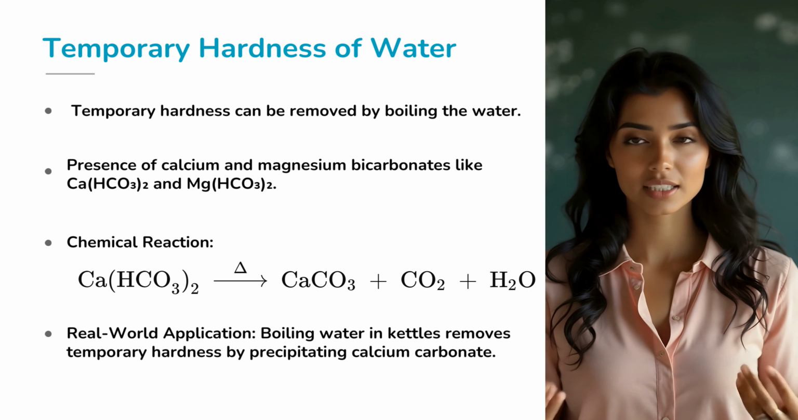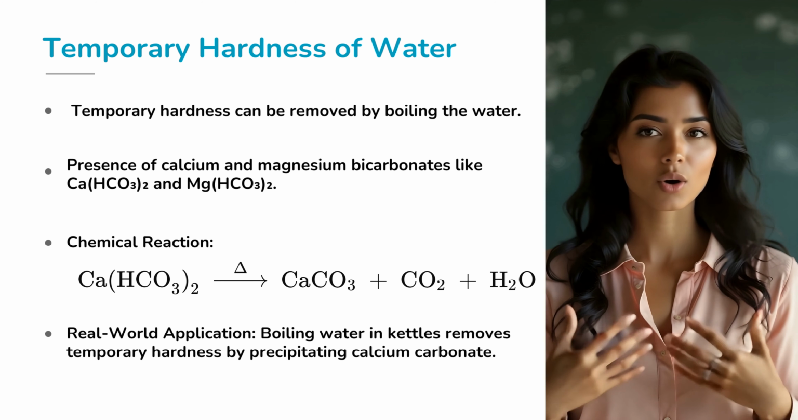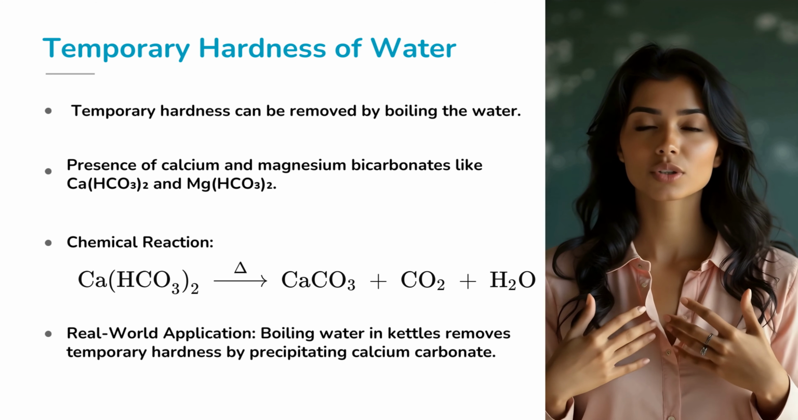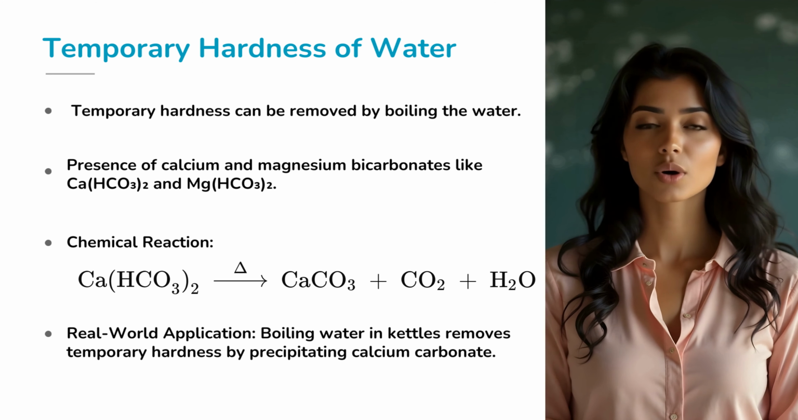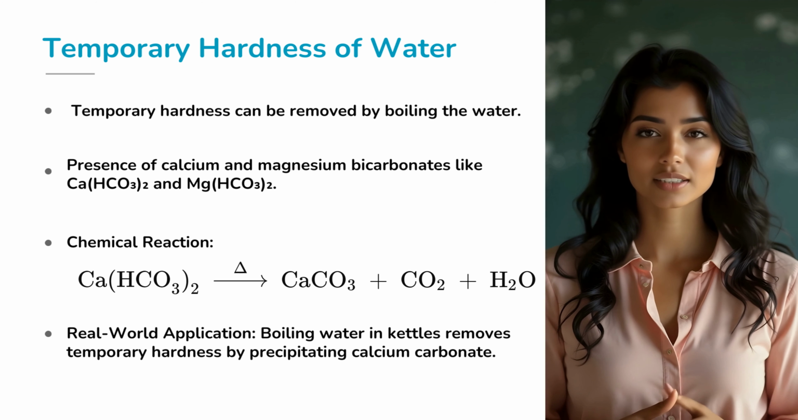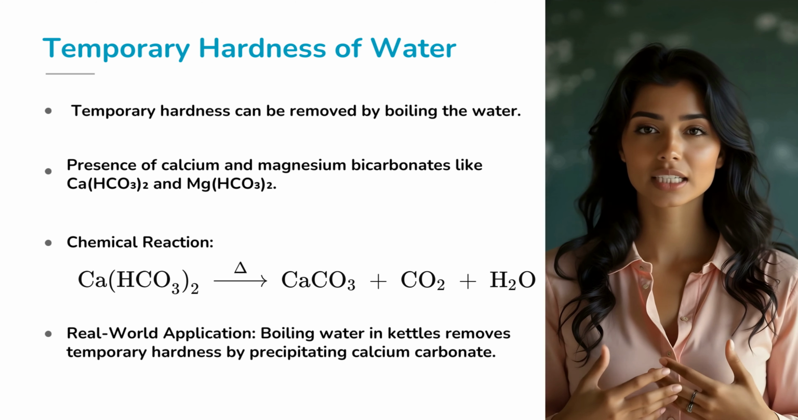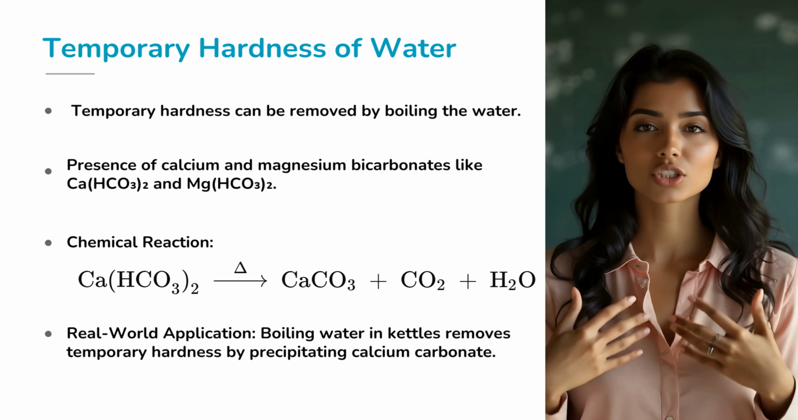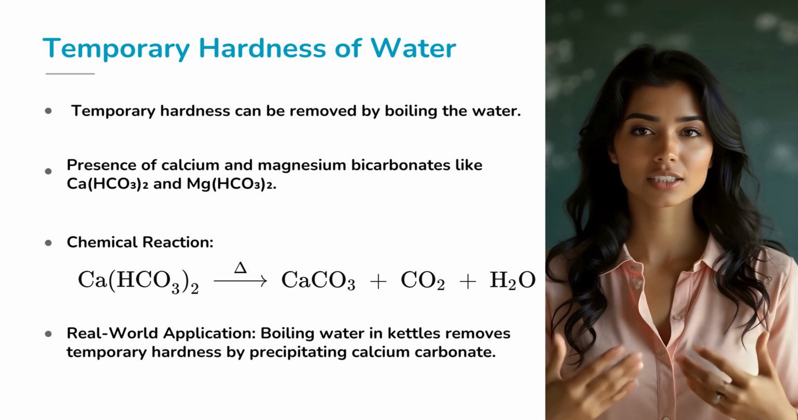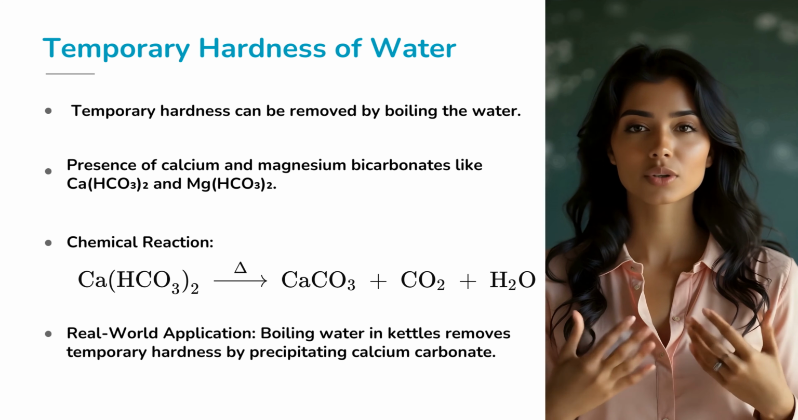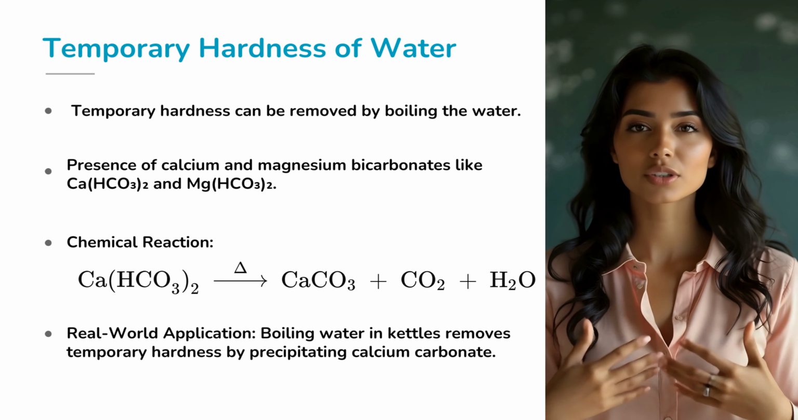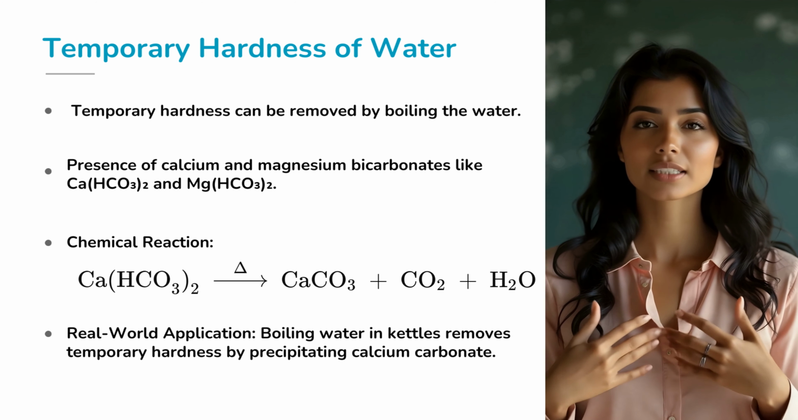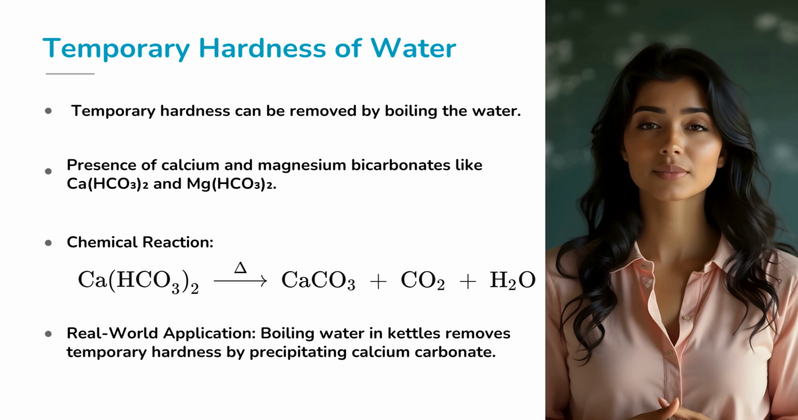Here's the reaction in chemical terms. Ca(HCO3)2 on heating decomposes to form CaCO3 plus carbon dioxide gas, CO2, and water, H2O. This is the reason why you can get rid of temporary hardness by boiling the water. It's like separating the hard minerals from the water. It's a simple but effective method.